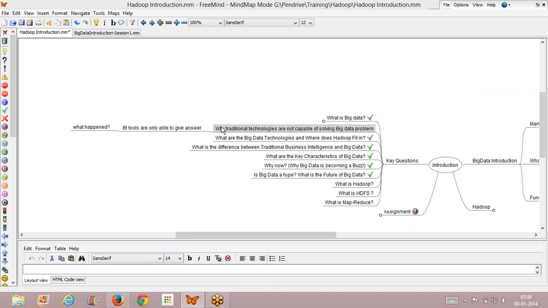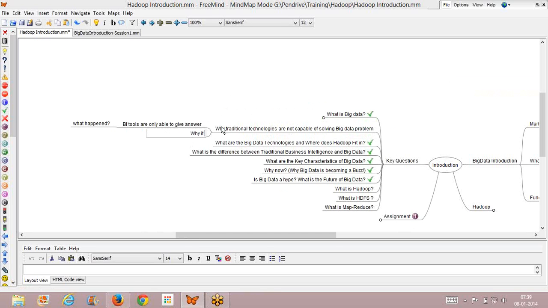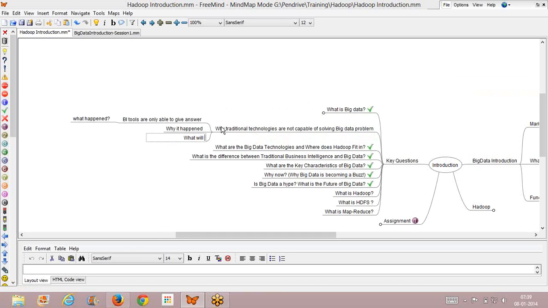So what we really want to know is why it happened. Why did the sales go down, and what will happen in future? So we are into the world where we want to predict. That is where predictive analytics and so on comes in. We also want to get a deeper understanding of the data. This is where you try to take all the structured, unstructured data and so on.